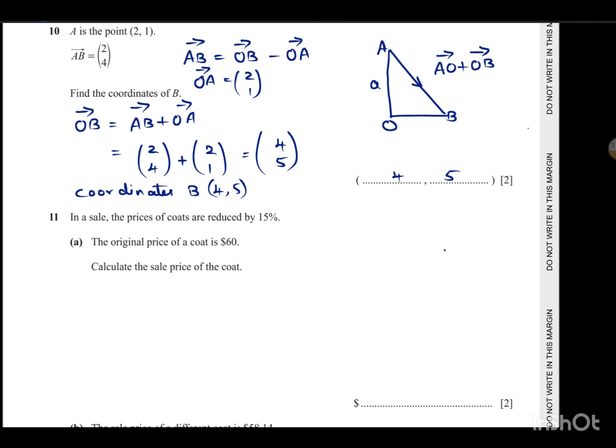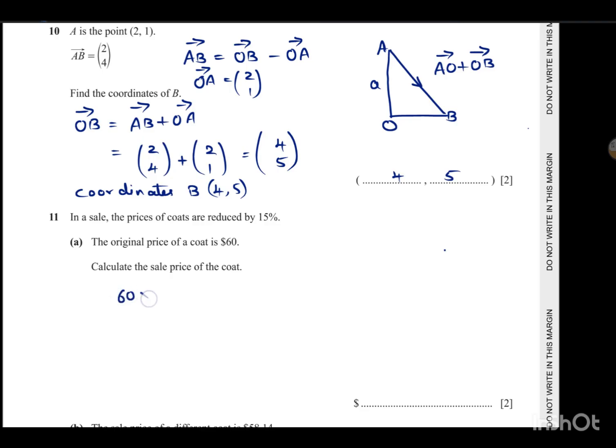Question number 11. In a sale, the prices of coats are reduced by 15%. The original price of a coat is $60. Calculate the sale price of the coat. So the original price is $60. It has been reduced by 15%. So when a number is reduced by 15%, that will be 85% of the original number, because 100 minus 15 is 85.